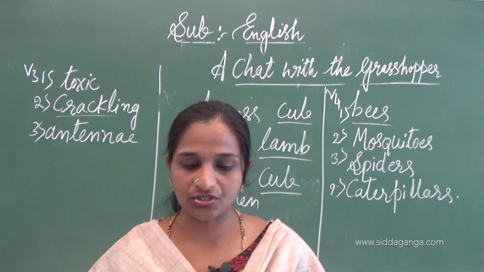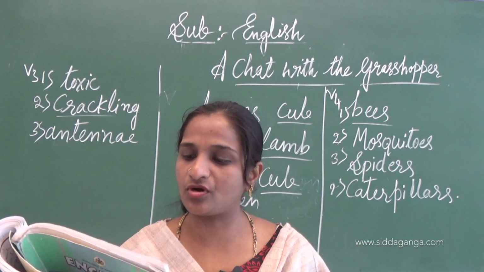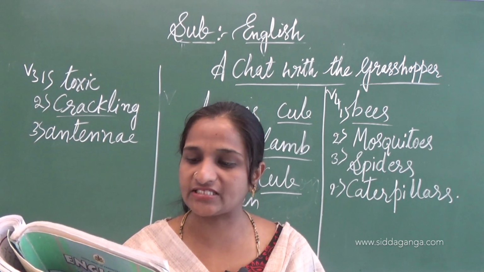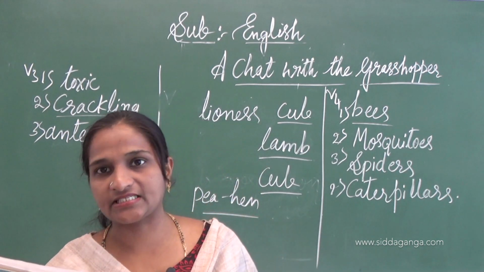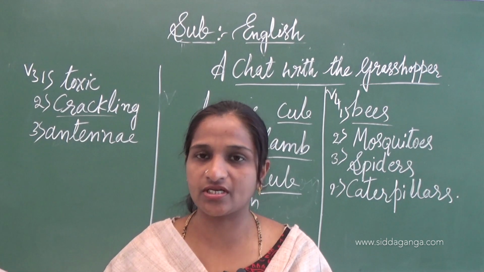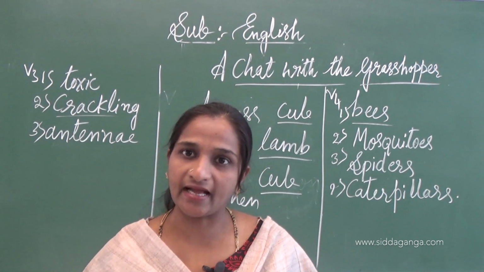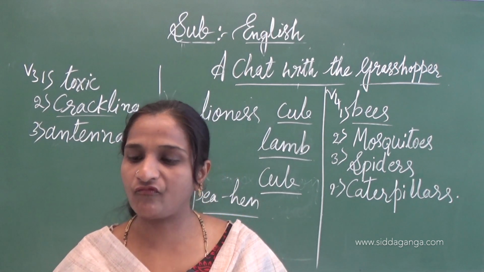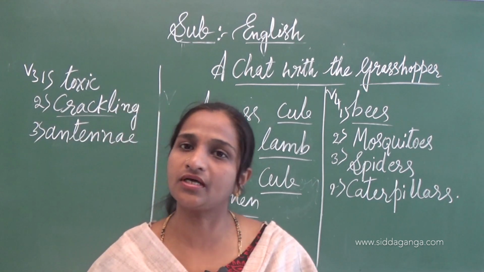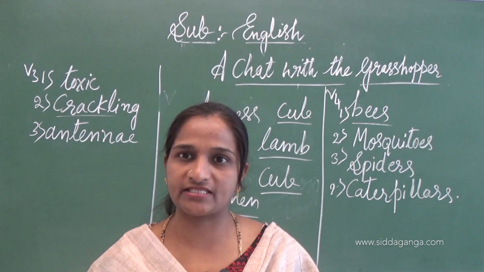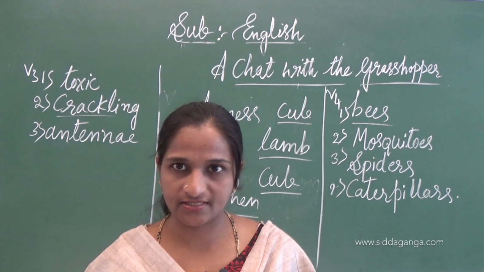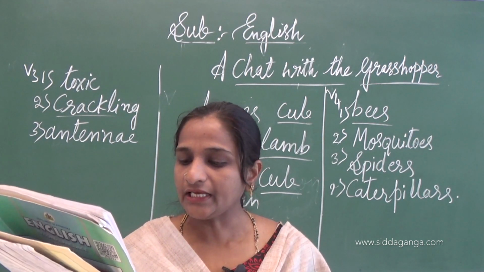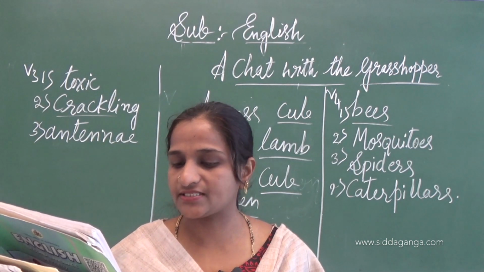Understanding? So W1: read the lesson once more. Write a short paragraph about a grasshopper in 5 to 6 sentences. You have to do your work, dear children. So go through the lesson again. You have to read the lesson and write 5 to 6 sentences about a grasshopper. What you know about a grasshopper, you have to write in 5 to 6 sentences.